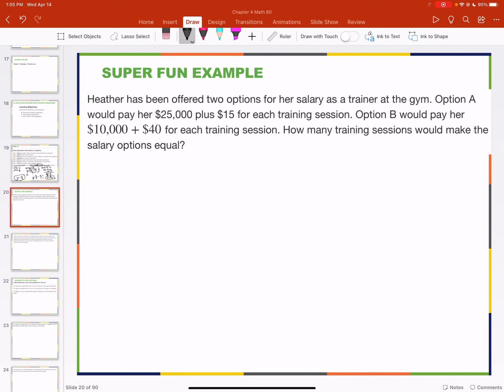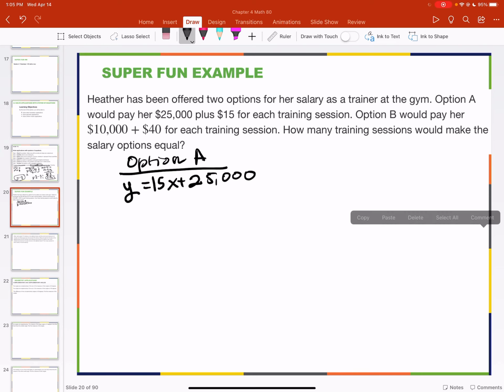Okay, let's do another one here. Heather has been offered 2 options for her salary as a trainer at the gym. We have option A. Option A would pay her $25,000. So her salary, let's say we let that be y, is $25,000 plus 15 for every training session. Let's say the number of training sessions is x. So that's the salary for option A.